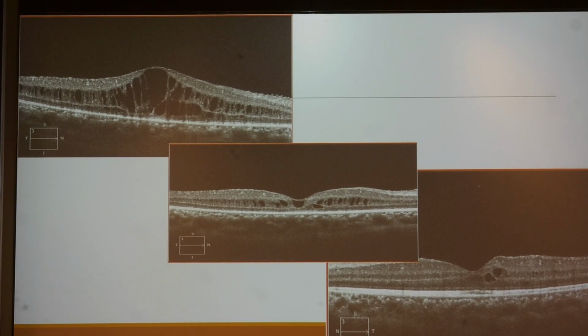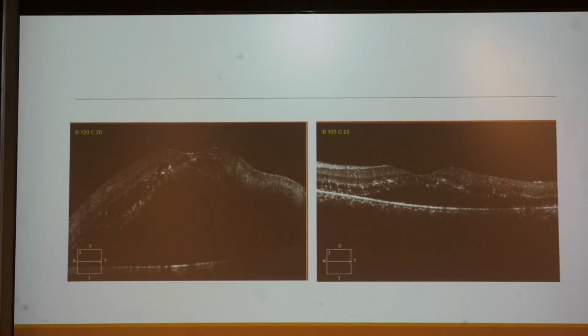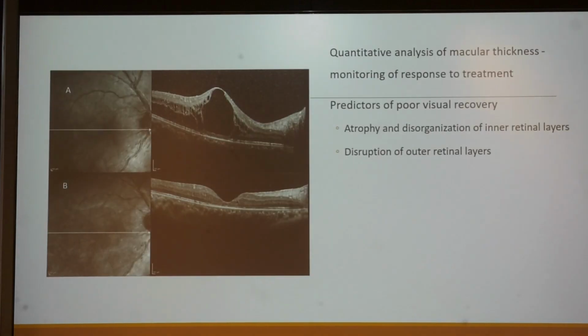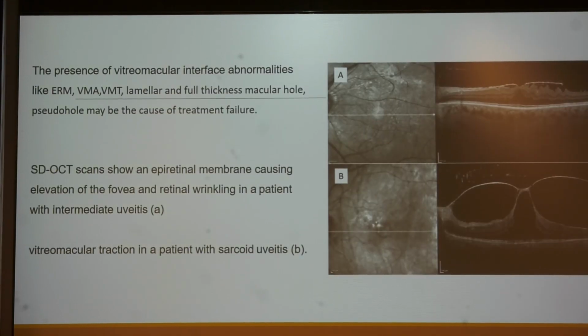This shows a typical cystoid macular edema which resolves well with the treatment. Another case of cystoid macular edema with SRD started responding to treatment. Quantitative analysis of macular thickness helps in monitoring the response to treatment, and these are the predictors of poor visual outcome in an OCT, like atrophy and disorganization of inner retinal layers and disruption of outer retinal layers. The presence of vitreomacular interface anomalies like ERM, VMA, VMT and macular hole indicates the cause of treatment failure. The first picture shows an ERM and the second picture beautifully shows a vitreomacular traction.